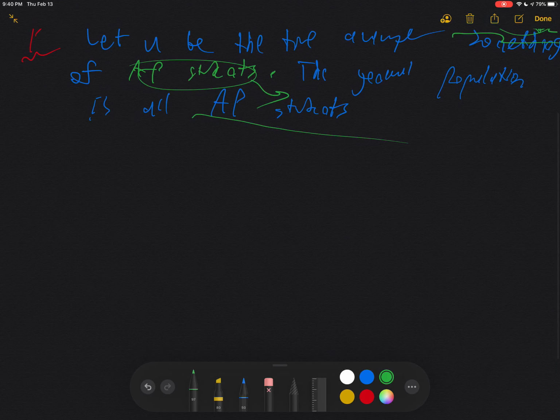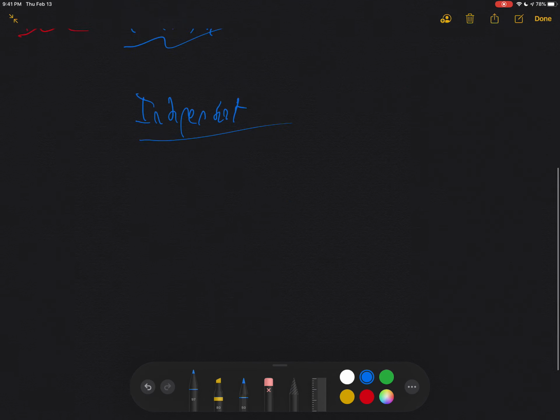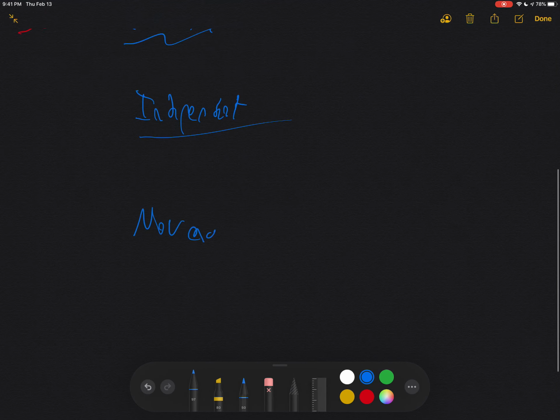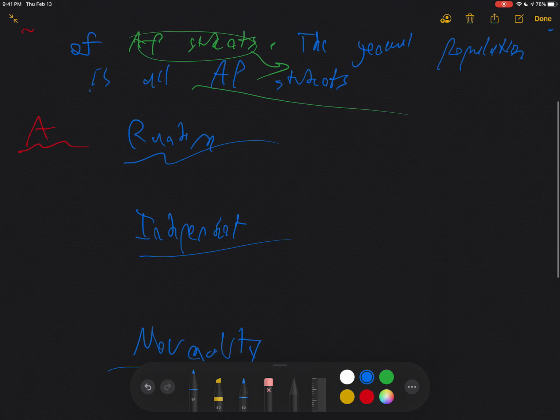So to A, that's assess conditions. There are 3 conditions we need to assess. We need to check if it's random. We need to check if it's independent. And then we need to check if it has normality. So the first 2 are easy.